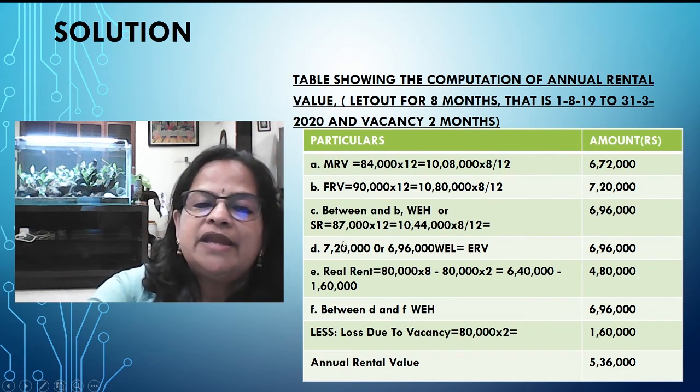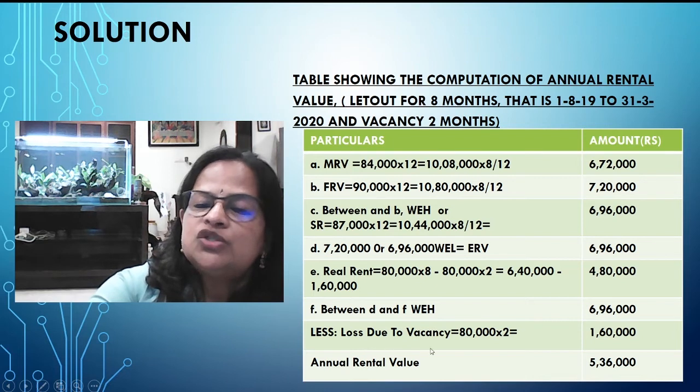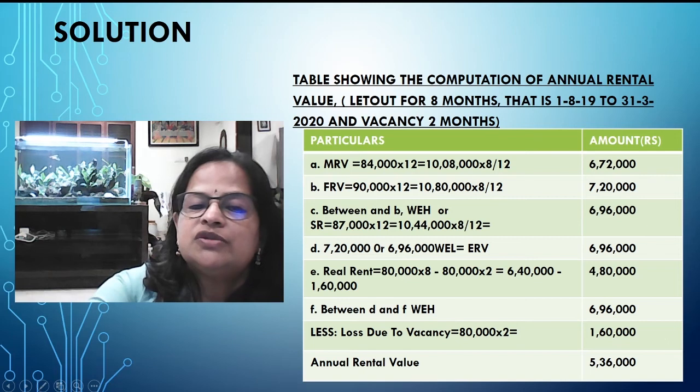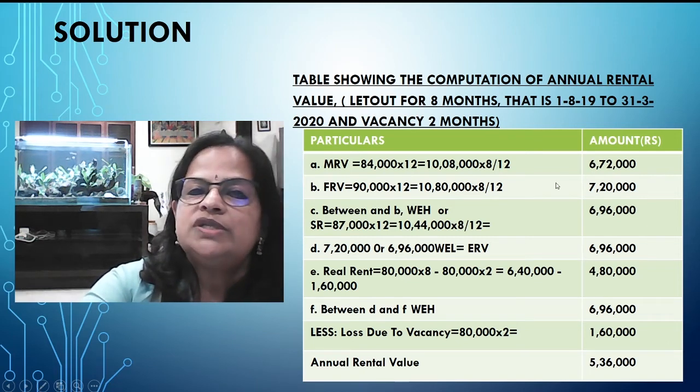Between D and F, whichever is high, you will get 6 lakh 90,000. Now less loss due to vacancy. So here 80,000 into 2, 1 lakh 60,000. So the annual rental value is 5 lakh 36,000. So this is how you calculate.